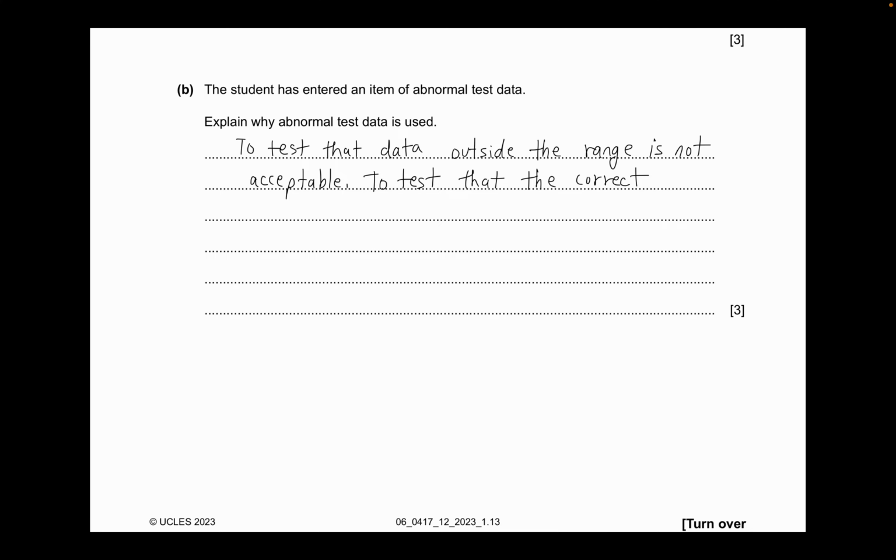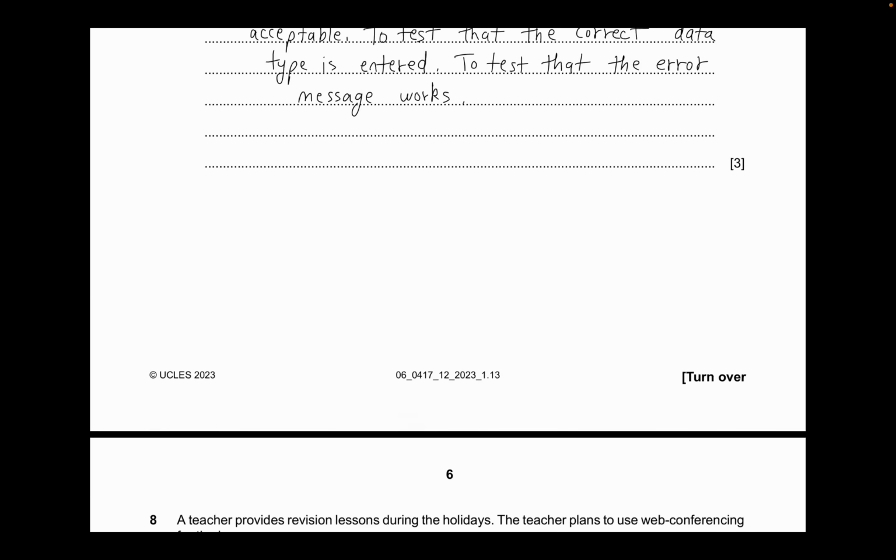Format checks can be used, spell checks can be used, range checks can be used to check whether this data type is correct. To test that the correct data type is entered. You can also mention to test that the error messages work. You can also mention to test that the errors are trapped correctly. Okay, so that's another point that you can mention. All right, let's move on to the next question.